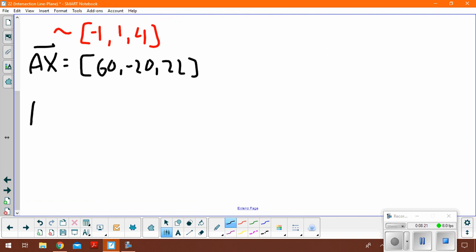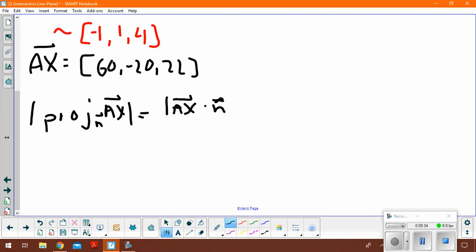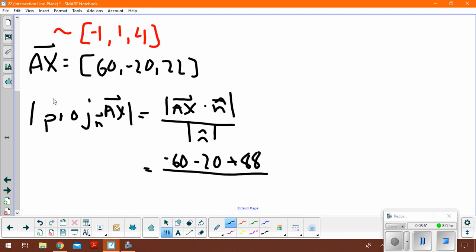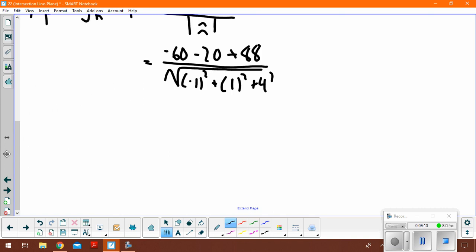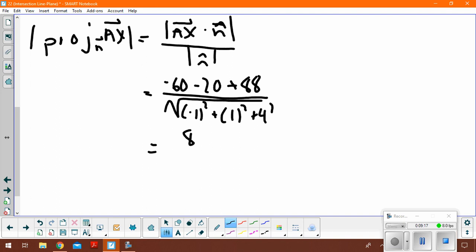Final step: the magnitude of the projection of AX onto the common normal is equal to the magnitude of AX dot N over the magnitude of N. So I'm going to have -60 minus 20 plus 88, all over the square root of (-1) squared plus 1 squared plus 4 squared, which is the square root of 18. So 8 over the square root of 18.